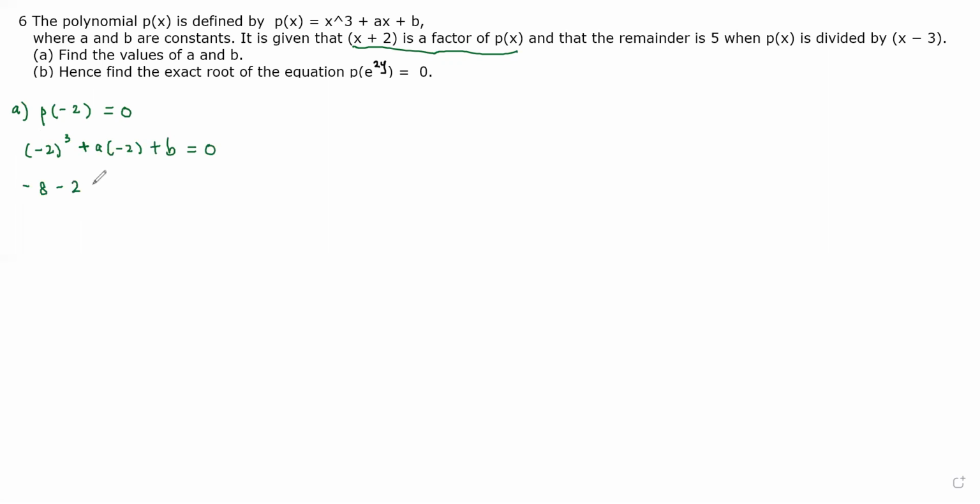Negative 8 minus 2a plus b is 0, or negative 2a plus b is 8. This will give us the first equation.